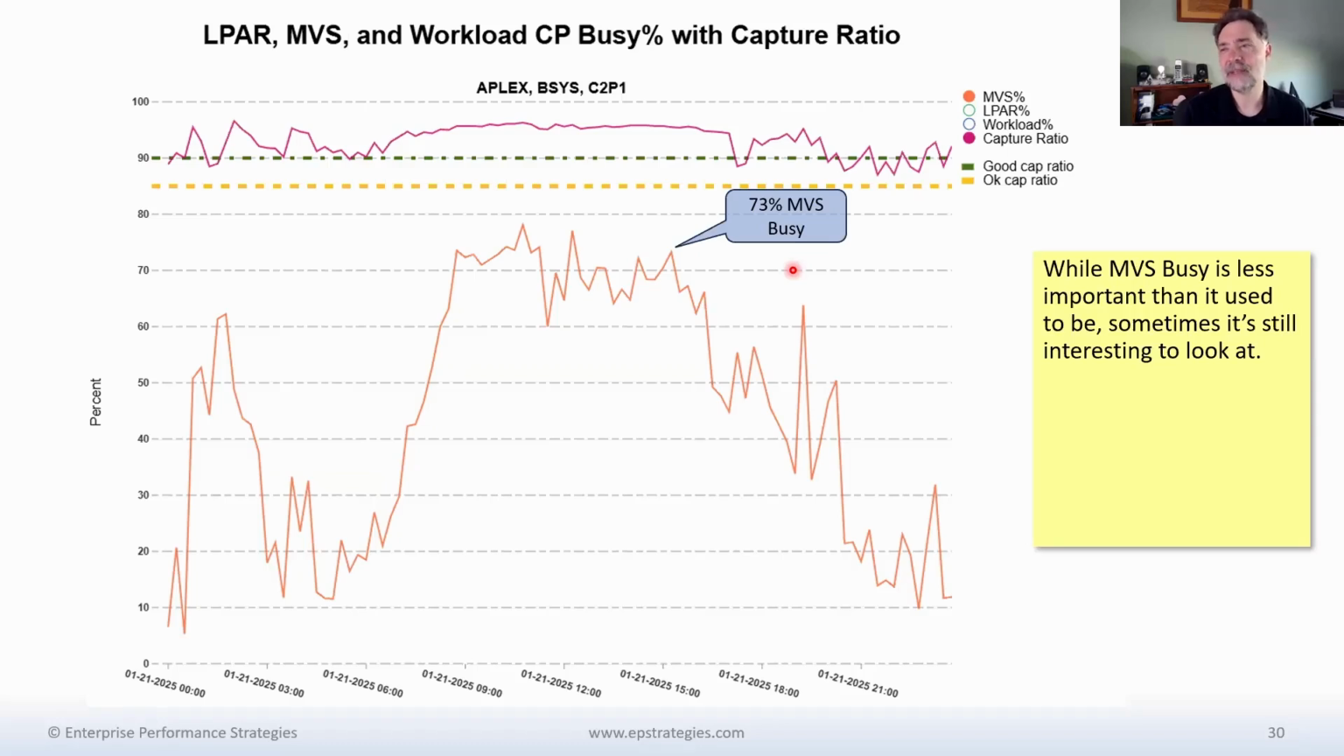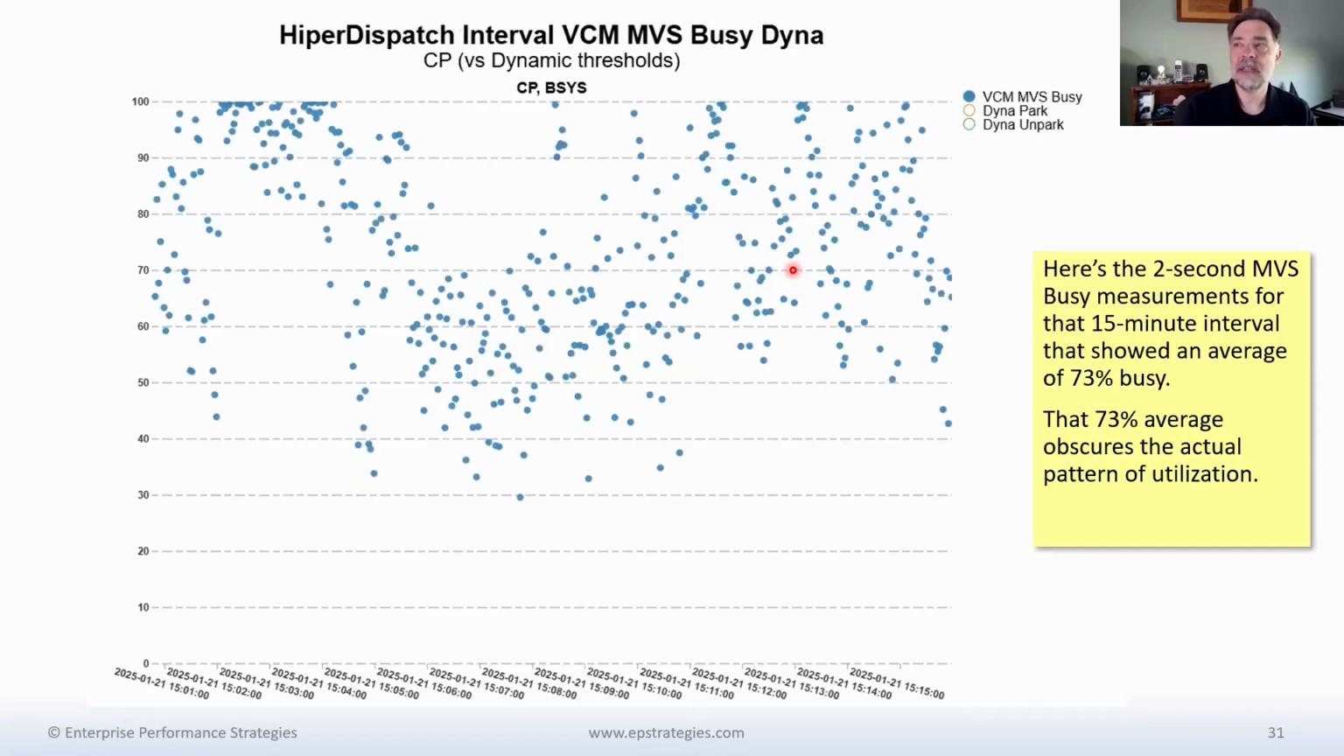In particular, if we take this 15-minute interval where it looks like we're only 73% busy, and we go look at this on a 2-second basis for how busy MVS was, so this again is the MVS busy number, we see there's a much different pattern here, right? In particular, if you look at the beginning of this interval, which looks like it was about 15:02 to 15:04, for a couple of minutes here we actually were running out of logical processor capacity, right? So we were very busy during these couple of minutes.